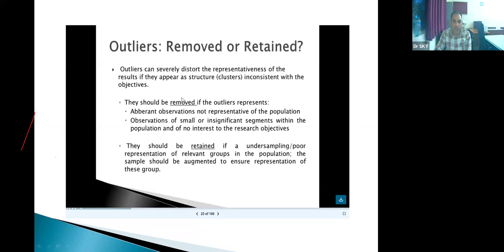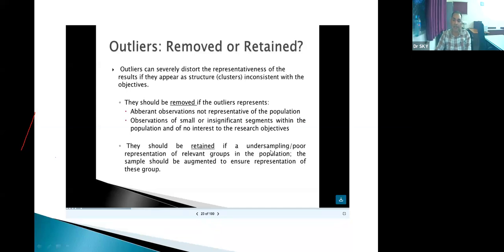They should be removed. See here, clearly it is written that they should be removed if the outliers represent aberrant observations not representative of the population, or observations of small or insignificant segments within the population and of no interest to the research objectives. So in a single word, we can say if they are not important, we can remove them. But if they are important, then we will have to retain them in the analysis. So they should be retained.